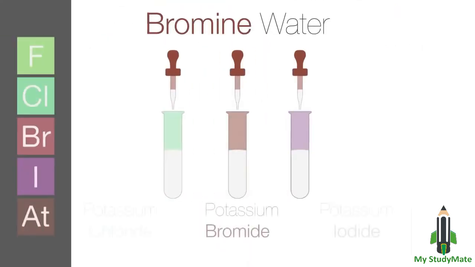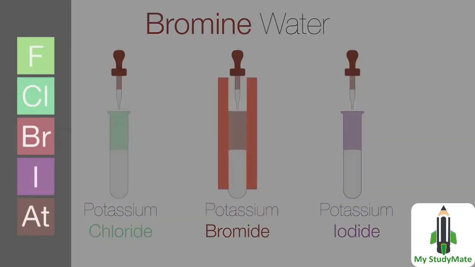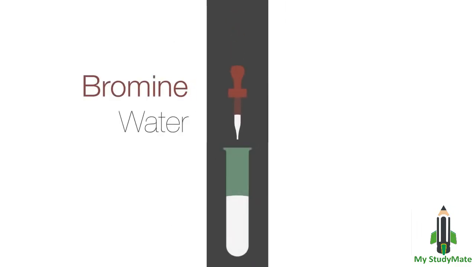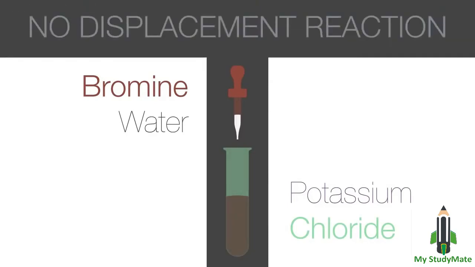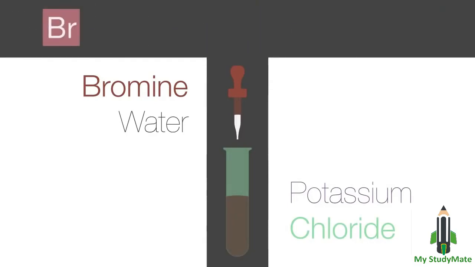Let's predict what happens when bromine water is added to the same 3 aqueous solutions. Please pause the lesson to think about this and resume when you are done. When we add bromine water to aqueous potassium chloride, this causes the solution to turn reddish brown, but no displacement reaction occurs, as bromine is less reactive than chlorine.